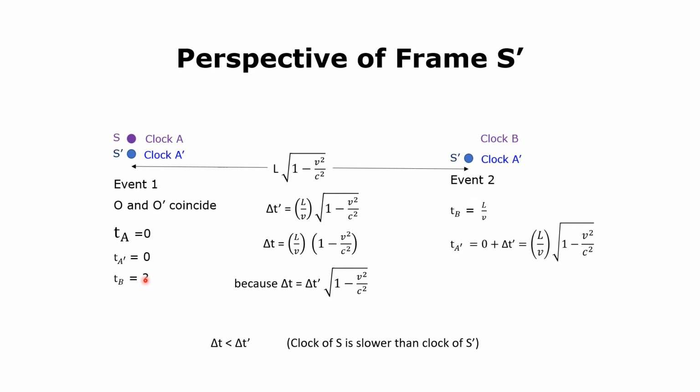Let us find the readings of the clocks at event 2. At event 2, frame S prime is just next to clock B. Therefore, it can see the reading in clock B. We saw earlier that the reading in clock B at event 2 is L divided by V. Therefore, S prime is also seeing that the reading in clock B is L divided by V.